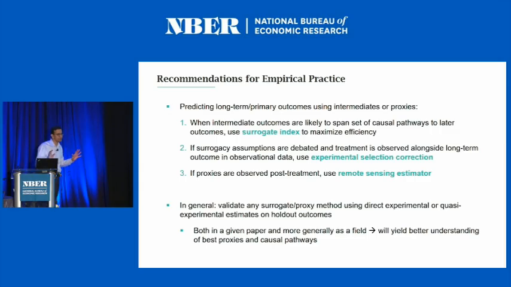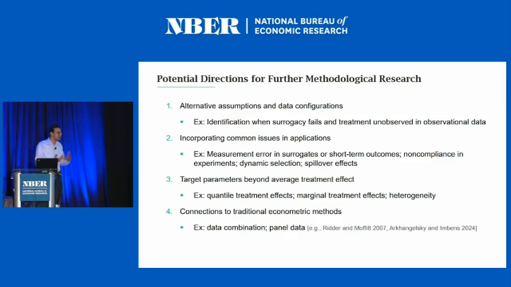The broadest takeaway I'd have for practitioners is that, in general, we should be thinking about how to validate any surrogate or proxy method using direct experimental or quasi-experimental estimates on holdout outcomes, as I illustrated with a couple of examples, both within any given paper you might write, but I would argue more broadly as a field, we would do well to build a sort of surrogate library where we have a general sense of, in this context, using earnings over a few periods tends to work well, and in this other context it doesn't. If we had that kind of information, it would enable us to learn a lot more from new interventions that people might conduct.